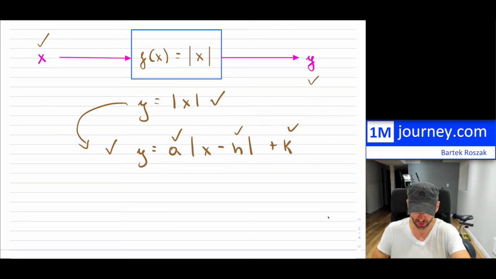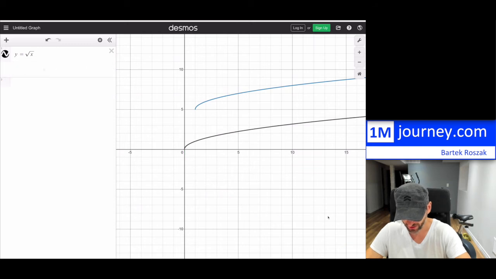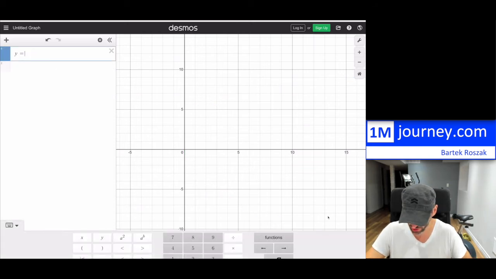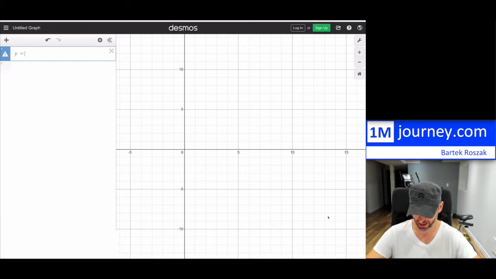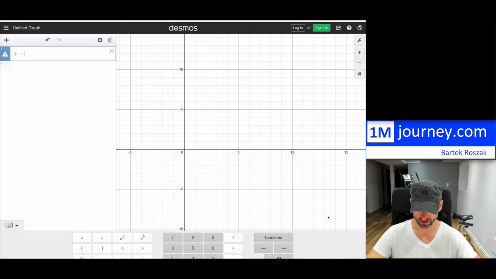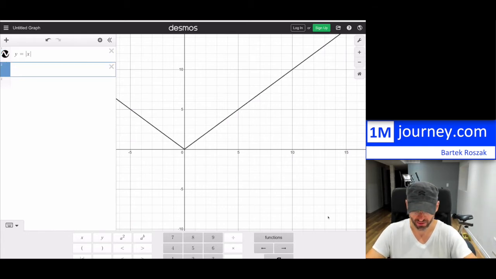And again, it's beautiful with Desmos, and props to them for creating this amazing tool, which you can just utilize. There's also an absolute value that you see. If you click that keyboard button, you can put your absolute value in there. So I'm putting it here. This is what I have. So that is my parent.